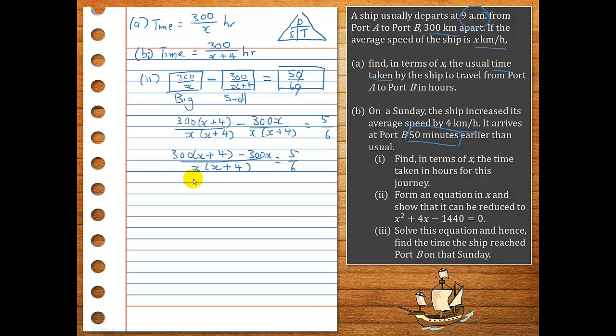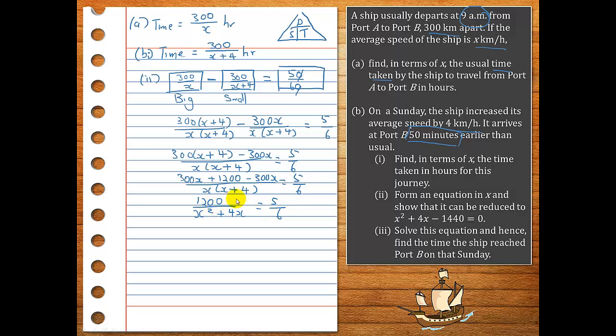Simplifying the numerator, we will get 300x plus 1200 minus 300x over x bracket x plus 4 equals 5 over 6. 300x minus 300x will give us 0, and the numerator will be left with 1200. The denominator will become x squared plus 4x, equals 5 over 6.